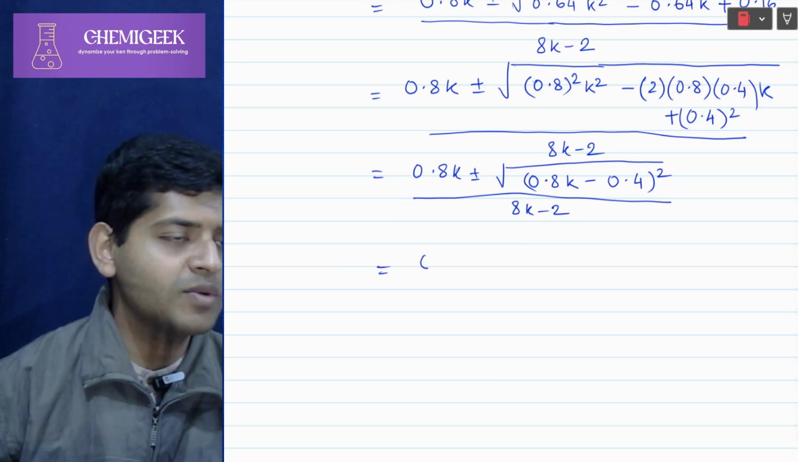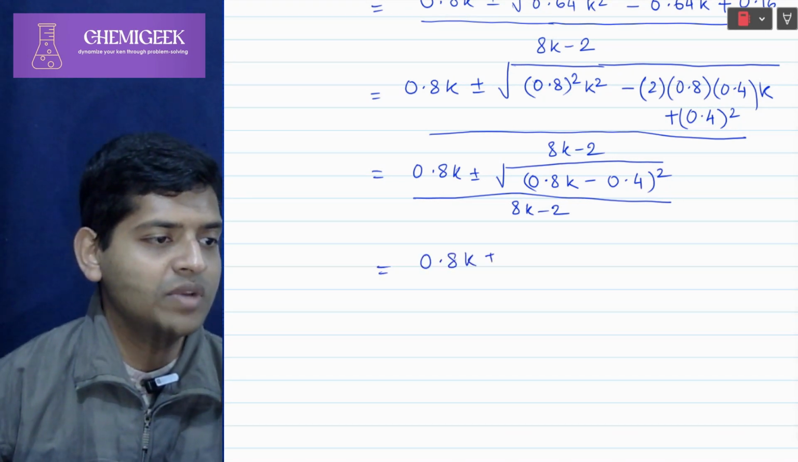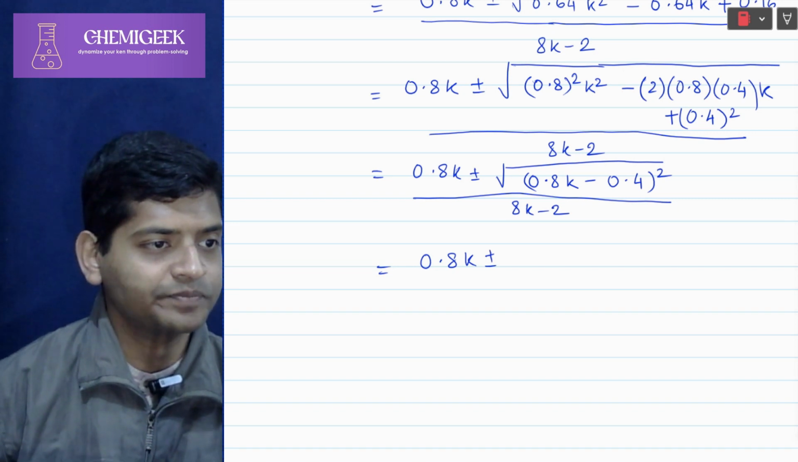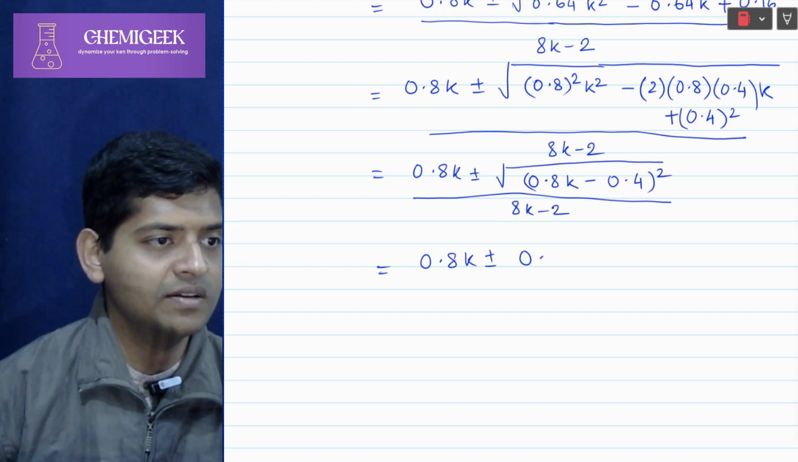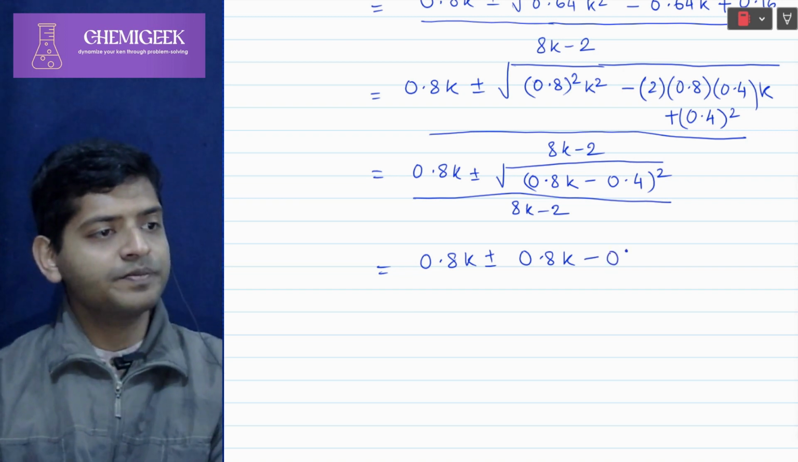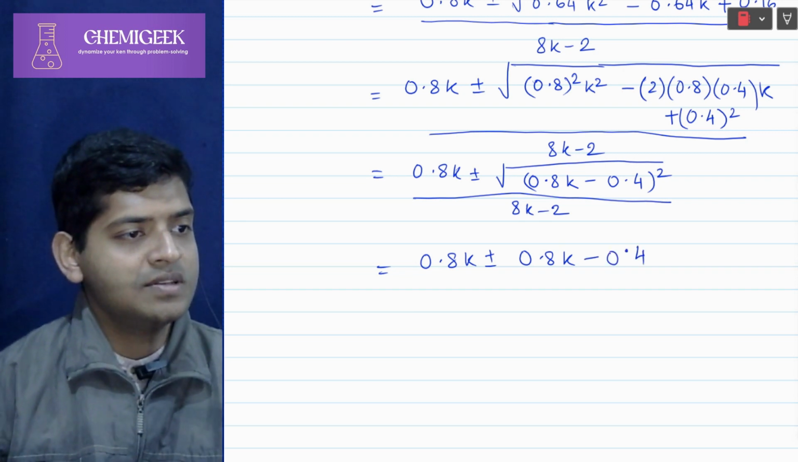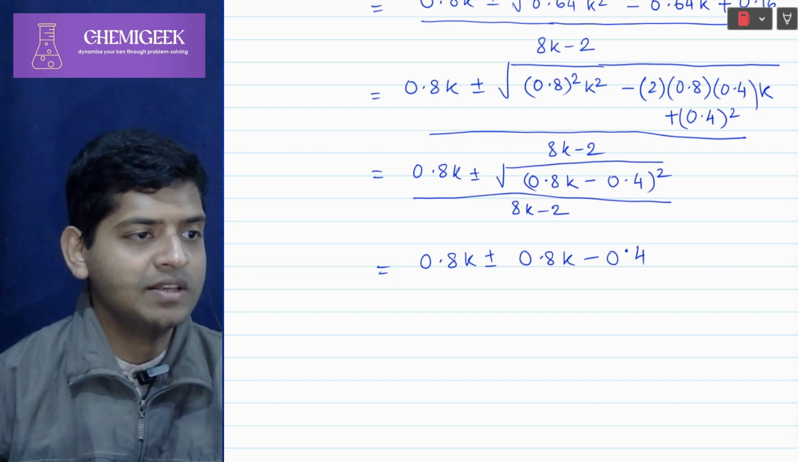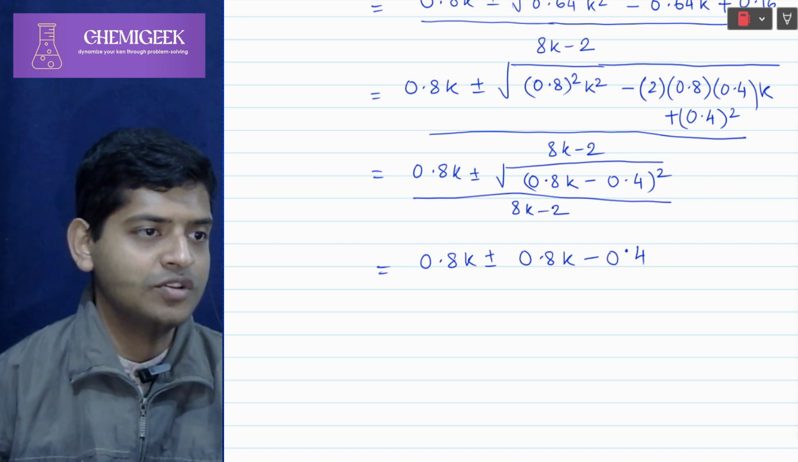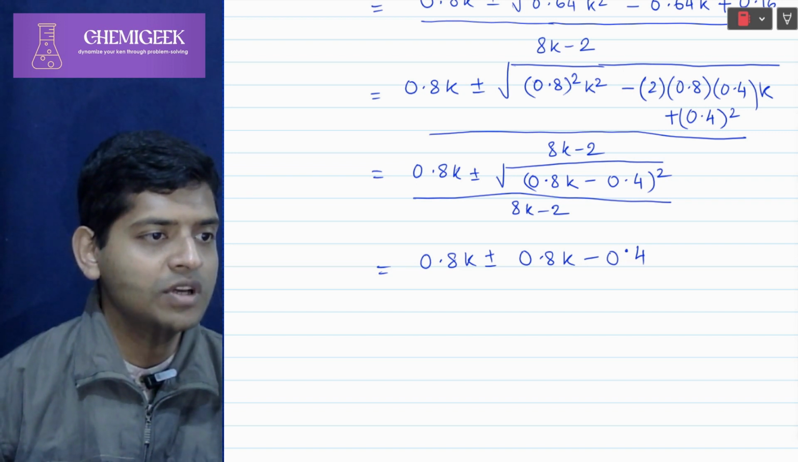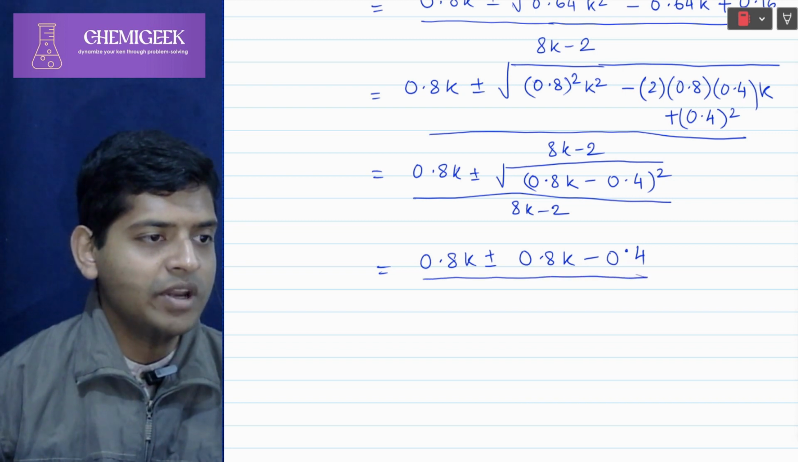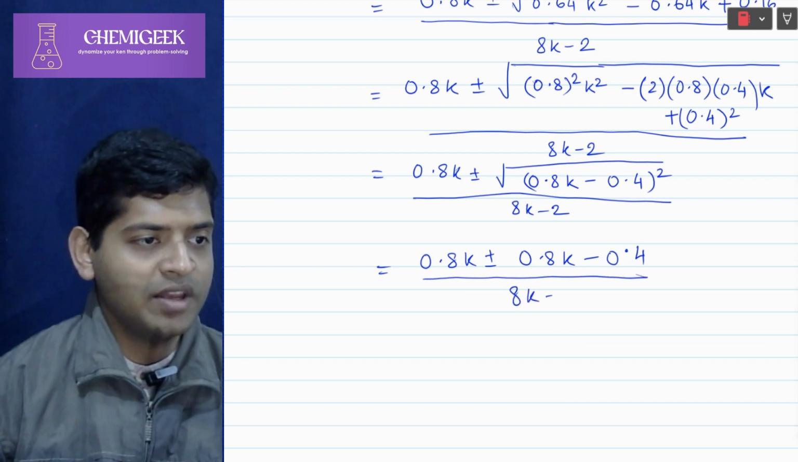Now since this is whole square and again square root, we can write in the next step divided by 8K minus 2 is equal to 0.8K plus minus 0.8K minus 0.4. So we are removing the root, divided by 8K minus 2.